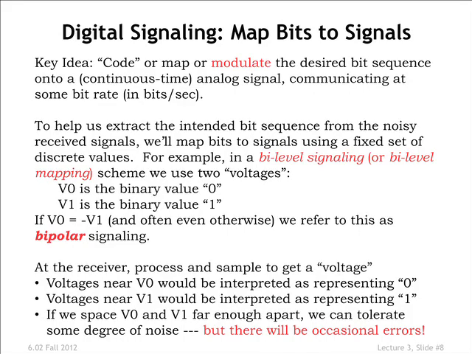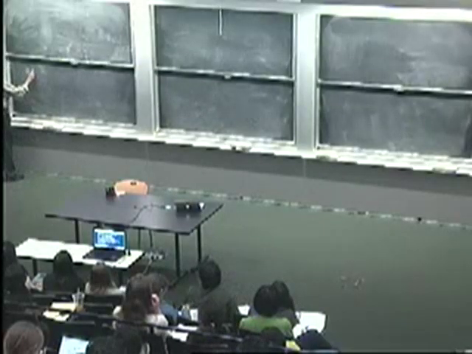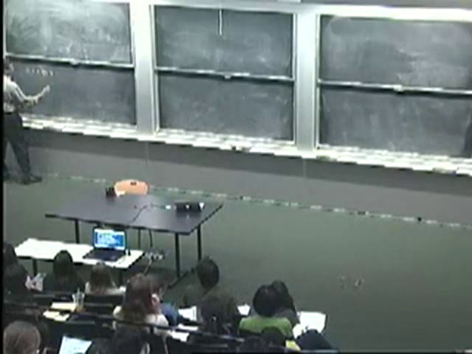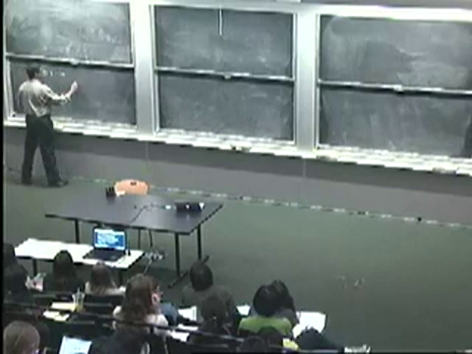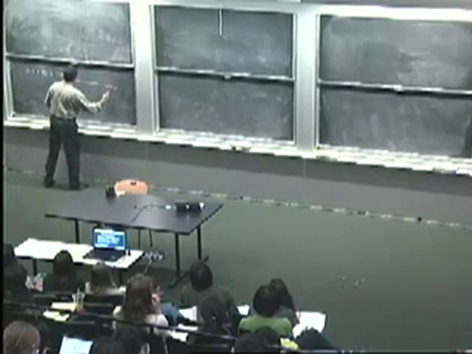So that's really the key to this. What we end up doing is coding or mapping, or the word modulating is used, and we'll see more of that. We modulate the desired bit sequence onto a continuous time waveform. So what you might imagine is you could have a sequence 0, 1, 1, 0, 1, and what you're going to do with your mapping is try and generate a continuous time waveform which in some fashion codes that sequence.